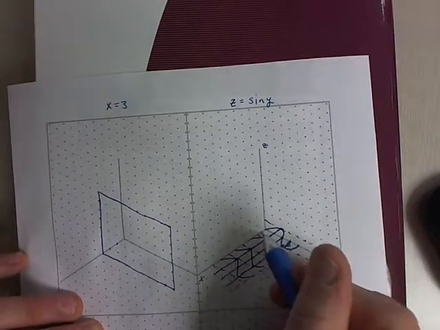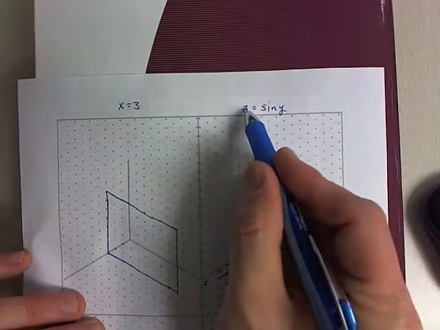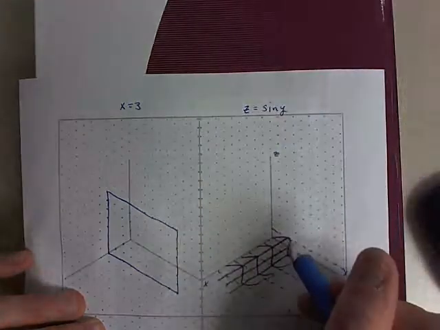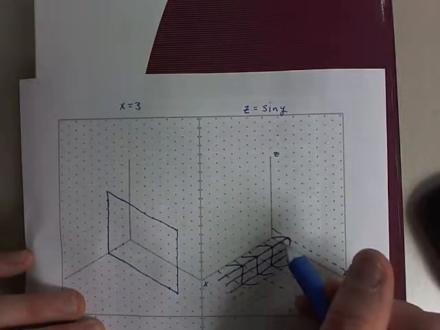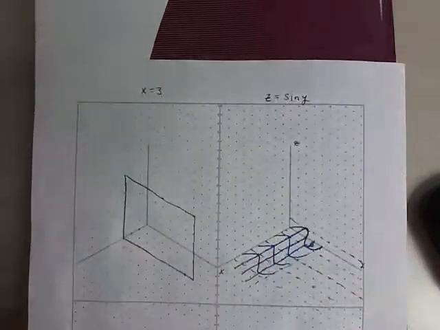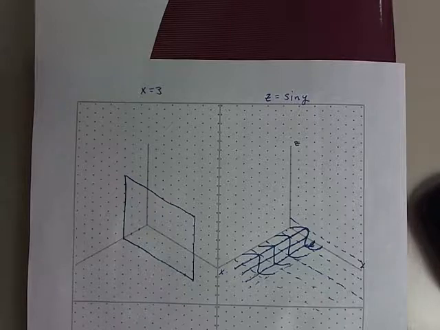And these rulings, notice, are parallel to the x-axis. Notice my curve up here was z equals sine y. There's no x in there. So that means I'm going along the y-axis. Now, this graph is a cylinder. You might think of a cylinder, the classic cylinder, like a Coke can or something. But we're going to look upon the cylinder a little differently.